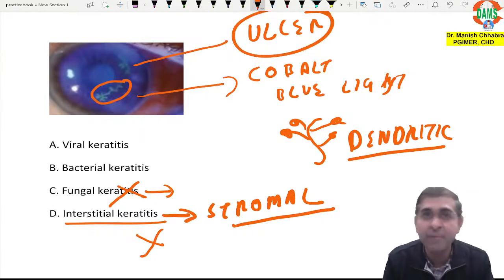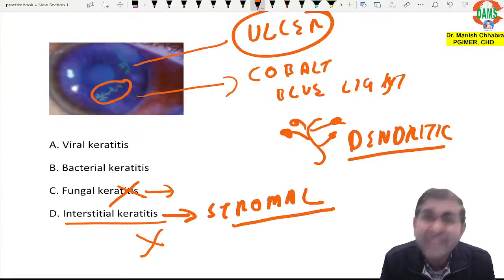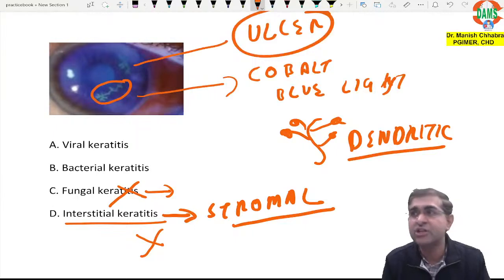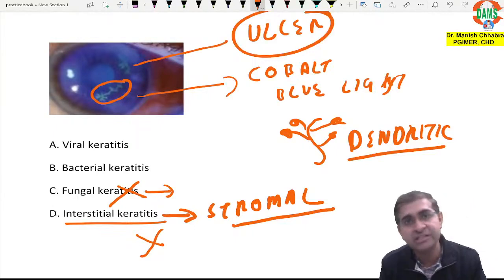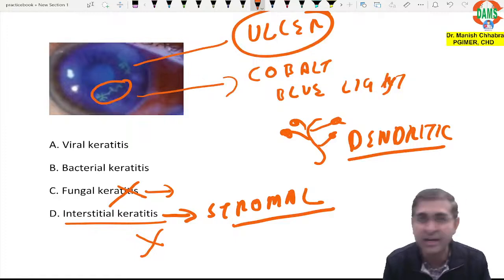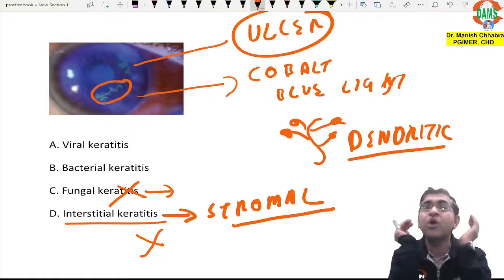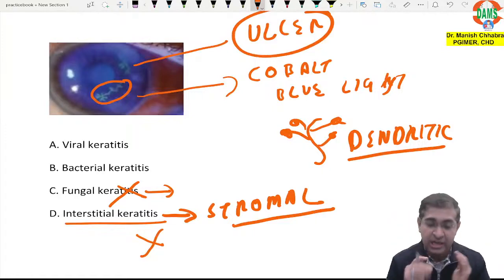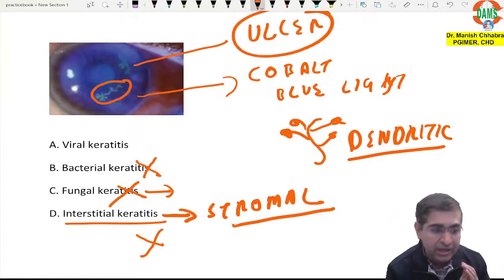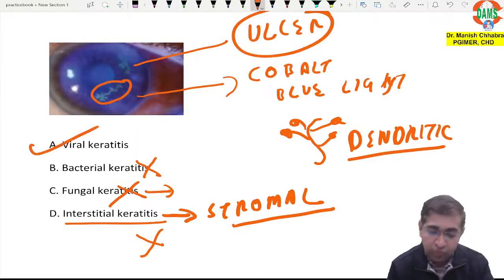There will be hypopyon. There will be other features like the patient will have a lot of pain, which is not mentioned in the question. It can present in viral keratitis, it can present in bacterial keratitis, interstitial, fungal, all keratitis, pain will be present. But if we focus upon the morphology of the ulcer, it is not looking like bacterial keratitis. So the answer is viral keratitis.